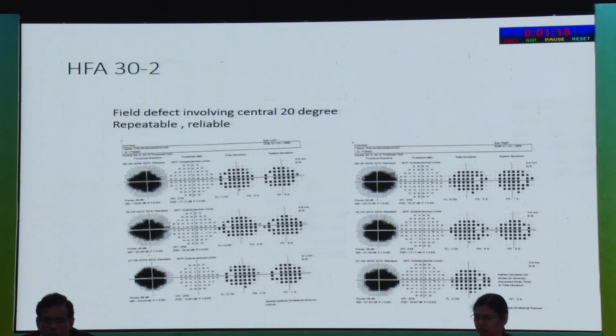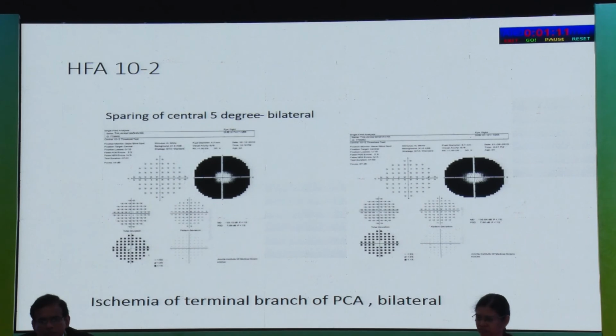So then we did 10-2, which showed that the field defect was sparing the central 10 degrees. So possibly it is due to ischemia of the temporal branch of posterior cerebral artery which caused this problem. And she gave history of severe headache before this episode, possibly due to migraine causing bilateral ischemia.